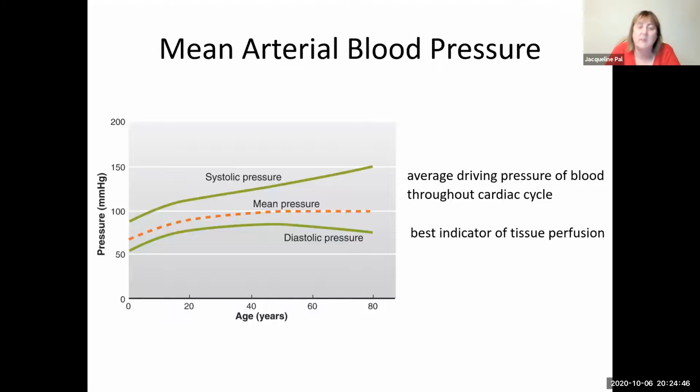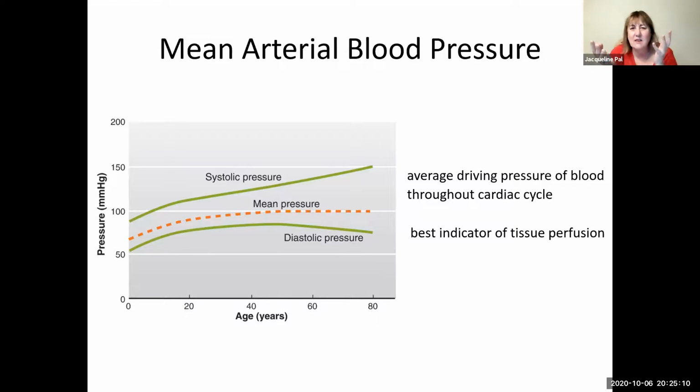Okay, now that you understand pulse pressure, let's talk about the mean arterial pressure. For this, what we're referring to is the average driving force of blood throughout the cardiac cycle. So a lot of students think the driving force is the systolic pressure. The higher the systolic, the more force we have behind it, because yes, more force must be generated to get it out of the heart.